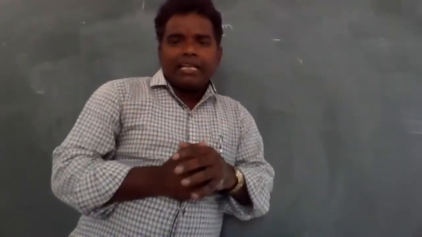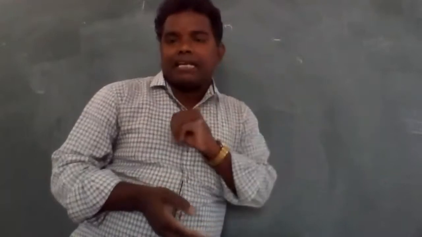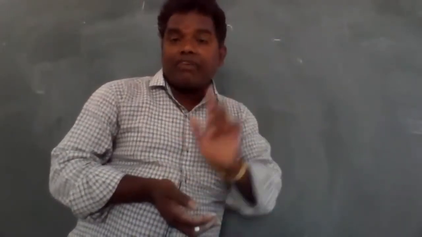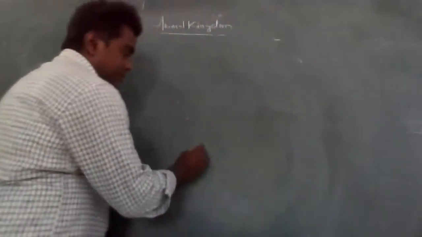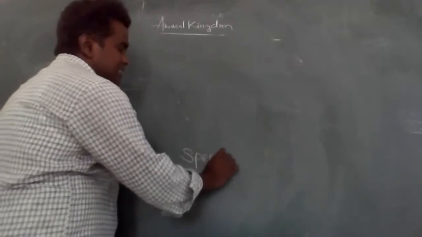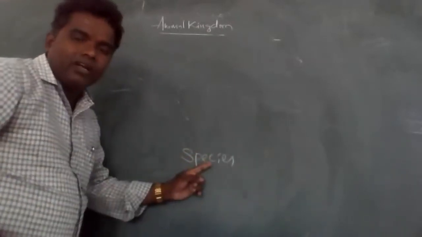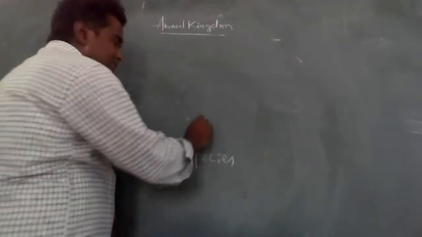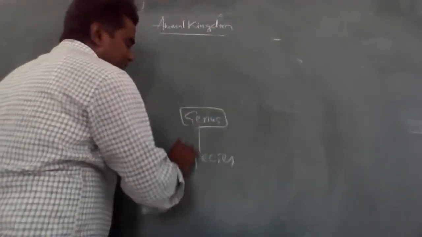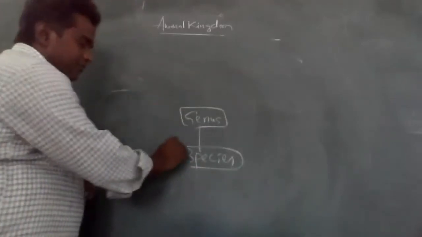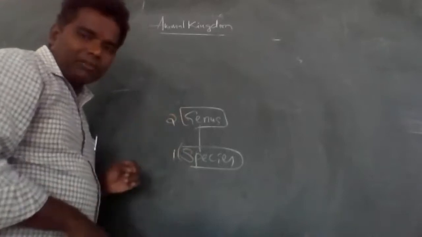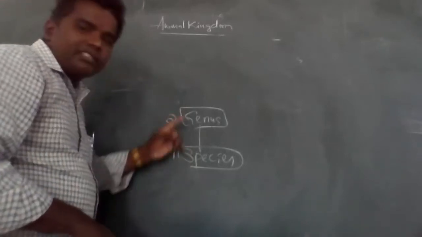In the taxa, how many taxa are there? 7 taxa according to nomenclature. The first taxa is called species. A group of species forms what? Genus. This is the first, smallest taxa in taxonomy according to Carolus Linnaeus, species and genus.